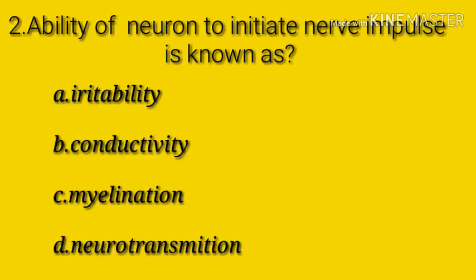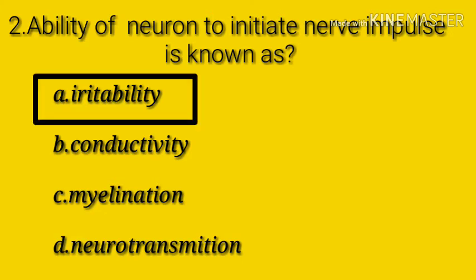Question number 2. Ability of neuron to initiate nerve impulse is known as option A. Irritability, option B. Conductibility, option C. Myelination, option D. Neurotransmission. Answer is option A. Irritability. It is the ability to respond to a stimulus and change the stimulus into an impulse.